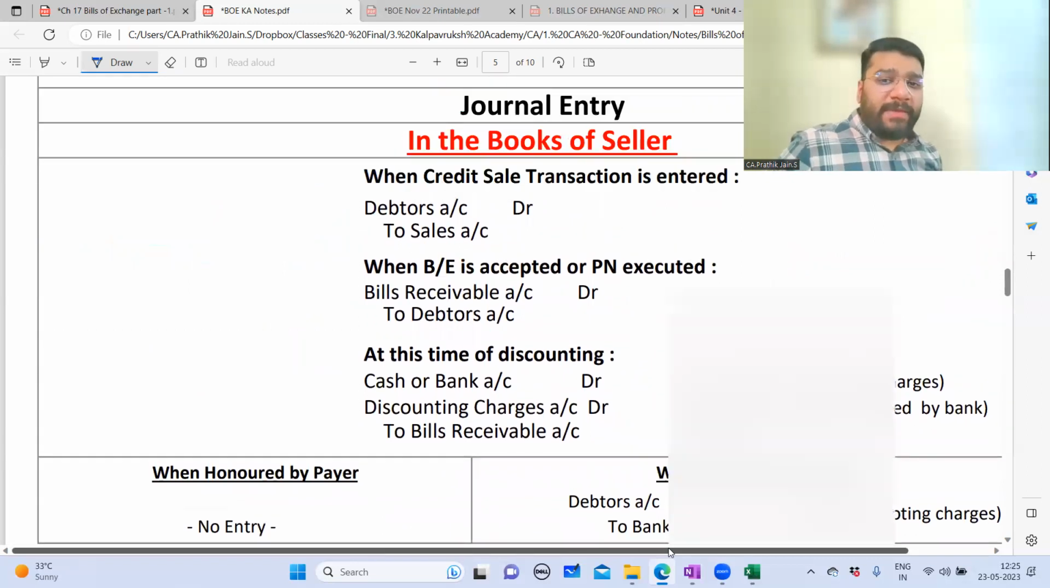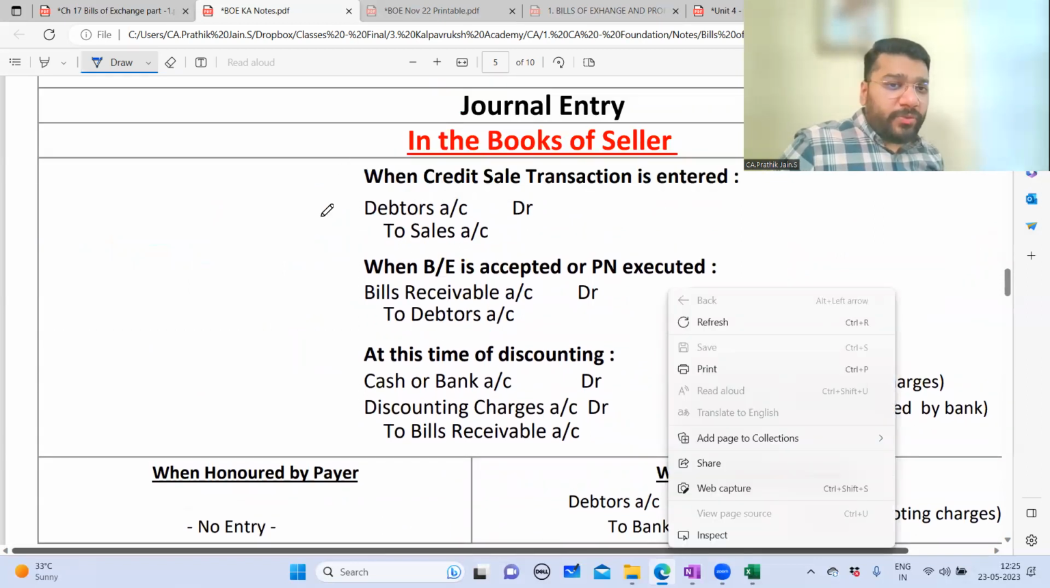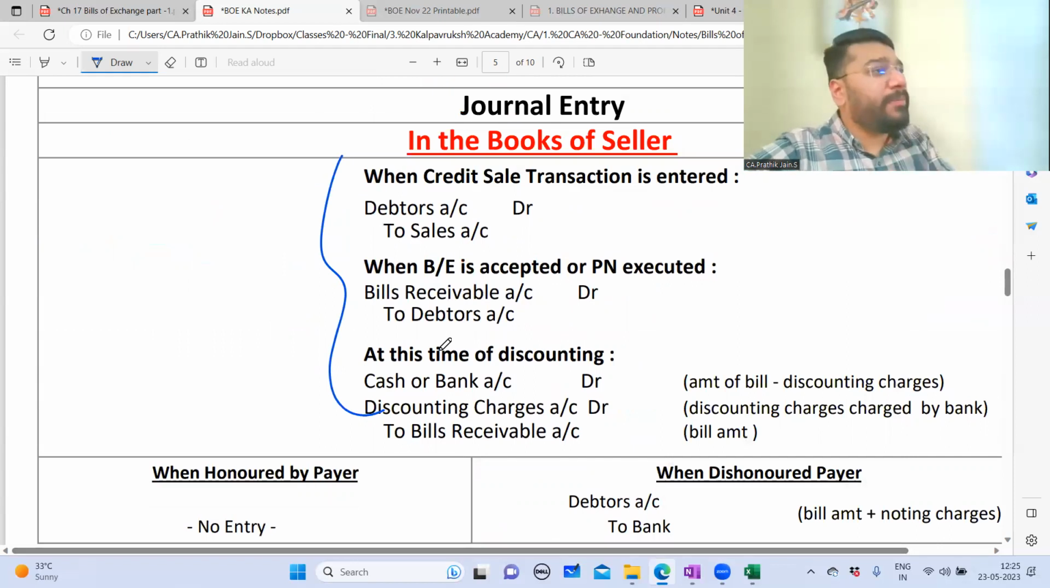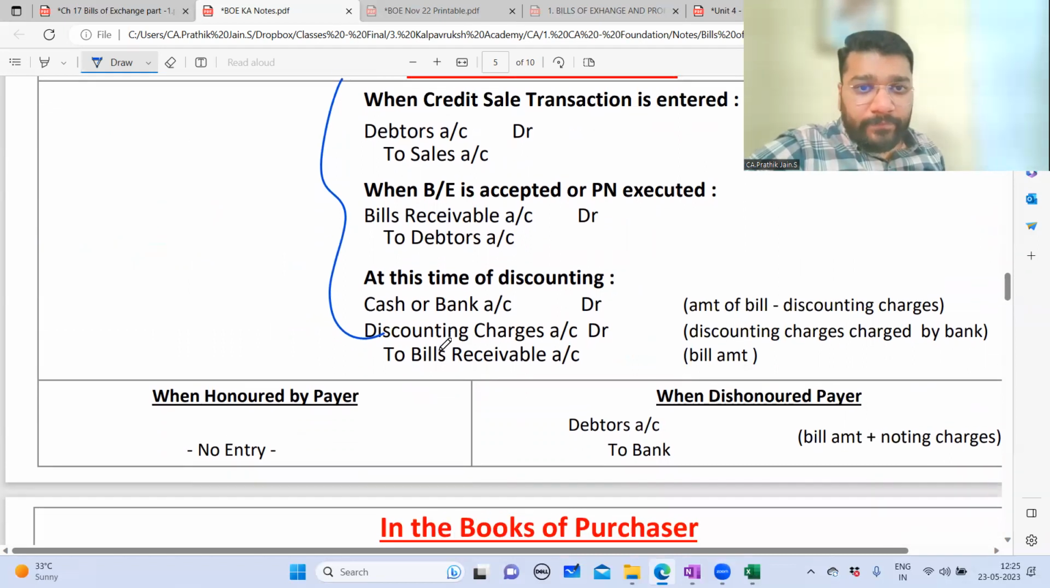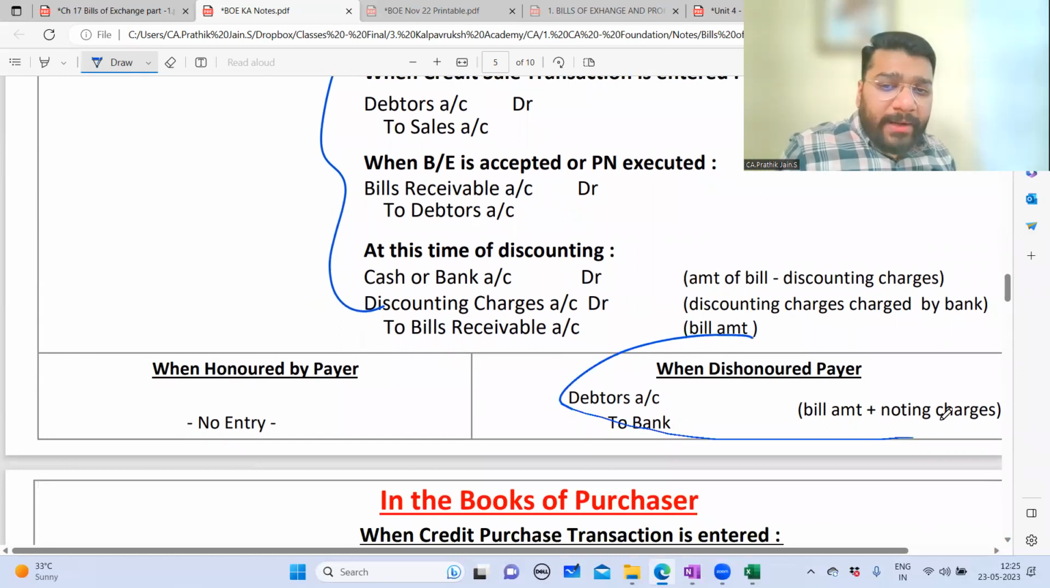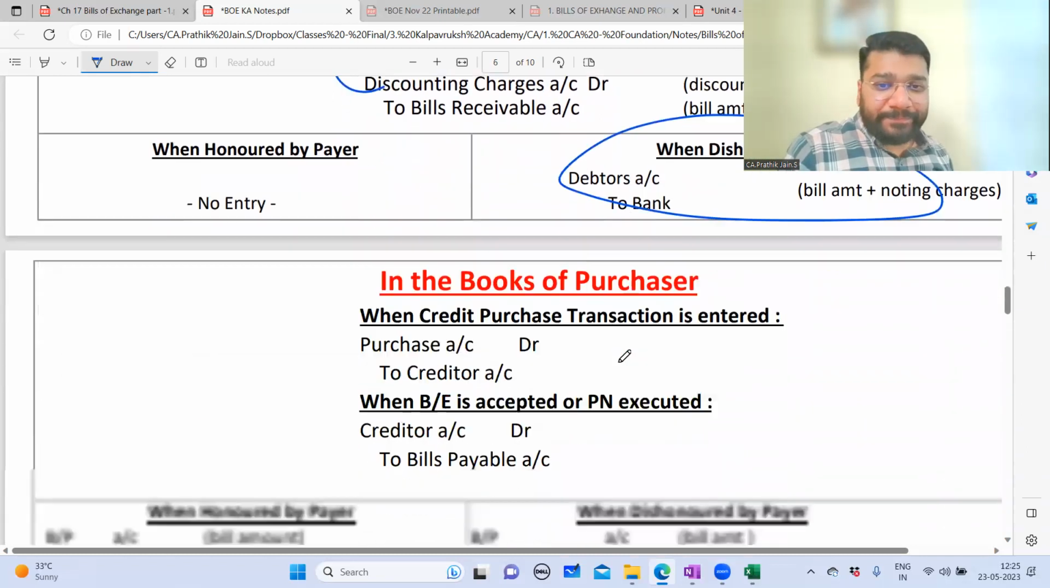For your reference purpose, I've given all the journal entries here. So you can also just refer to it. This is for quick revision purpose. I've prepared these notes for all of you, which I'll be giving as a hard copy to all of you. In that, the dishonour part alone is pending, which we'll be doing today.